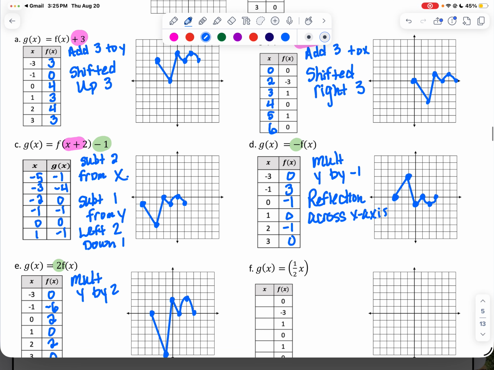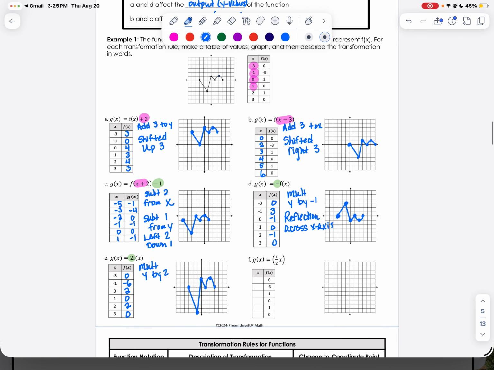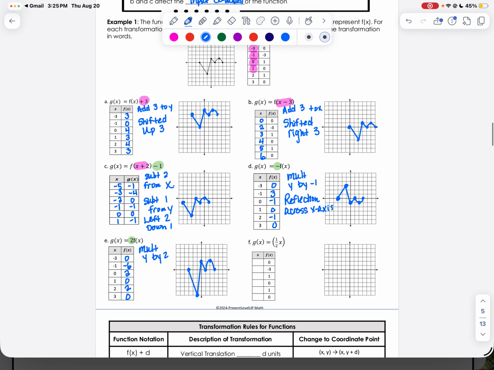All right, now let's compare this to our original shape up here at the top. And I hope you can see that this function has been vertically stretched by a factor of 2. So I'll just abbreviate that, by a factor of 2. In other words, all the y values doubled, which stretched your shape out.